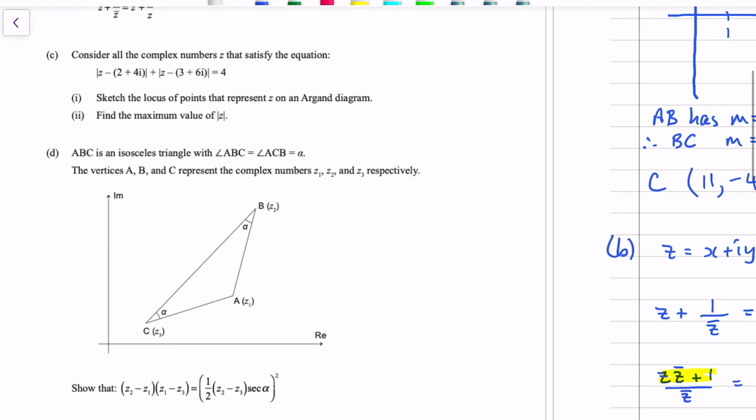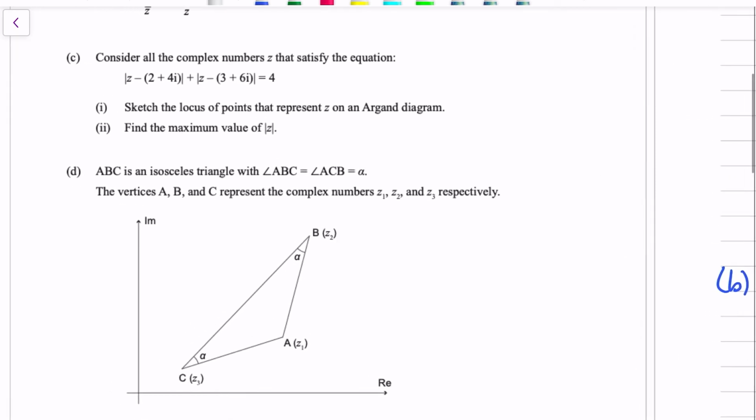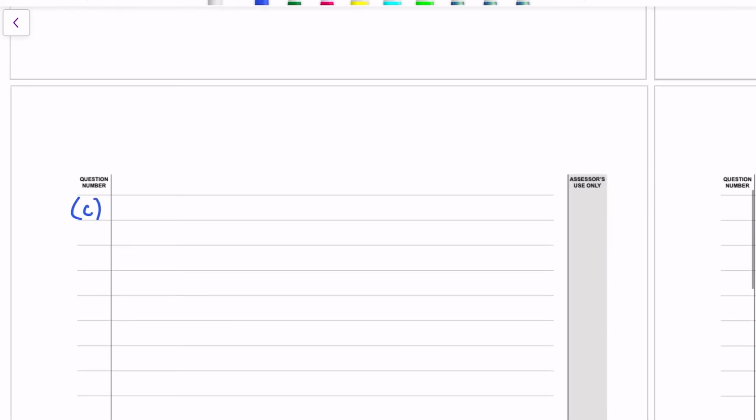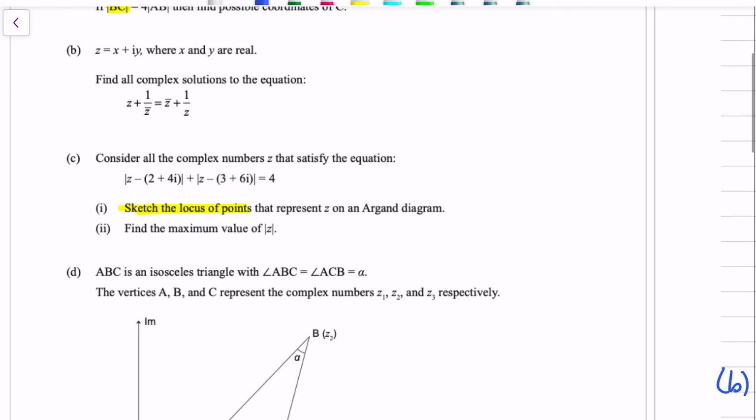Okay, part C, we don't want to sub x plus iy into this. If you do, you go through screeds of algebra only to get to something you can't interpret at the end. The question says that we need to sketch the locus of points, so we really need to understand what this equation is telling us in the Argand diagram. So we've got the modulus of z minus 2 plus 4i, plus the modulus of this, is equal to 4.